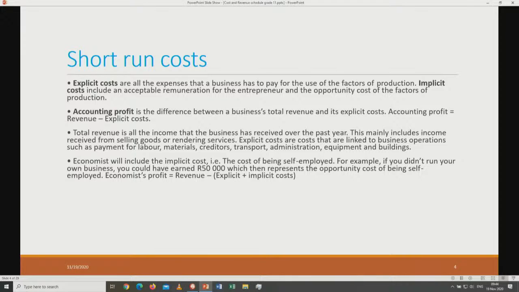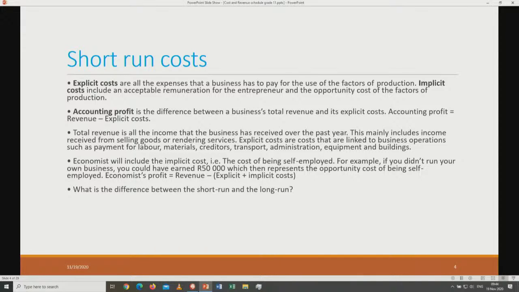Right, so remember the difference in the calculation of profit. Look at the first one, accounting profit. You get it by subtracting from the revenue the explicit costs. And then economic profit, you get it by subtracting from the revenue both explicit and implicit costs. I hope that is now clear.